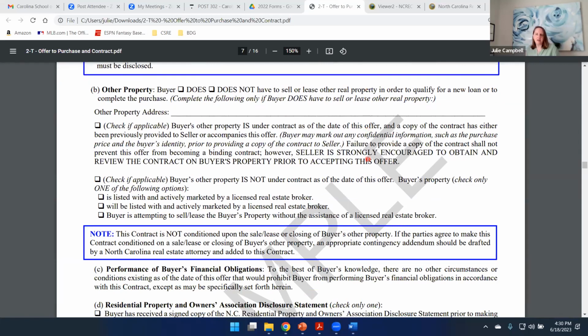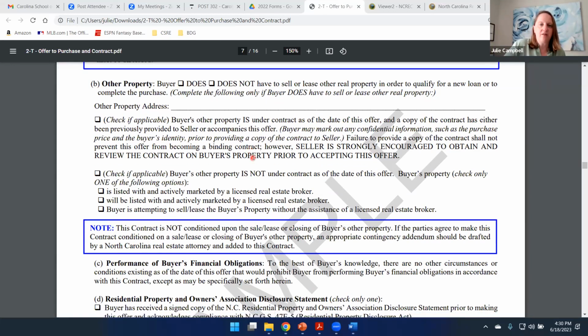Buyer has to represent to the seller about other property. Buyer does or does not have to sell or lease other real property in order to qualify for a new loan. We're just representing if they do or not. We're not creating a contingency. We're just giving the seller all the information. We're told to complete the following only if the buyer does have to sell or lease. So we're going to list your other property address, what's the property you're selling or leasing.